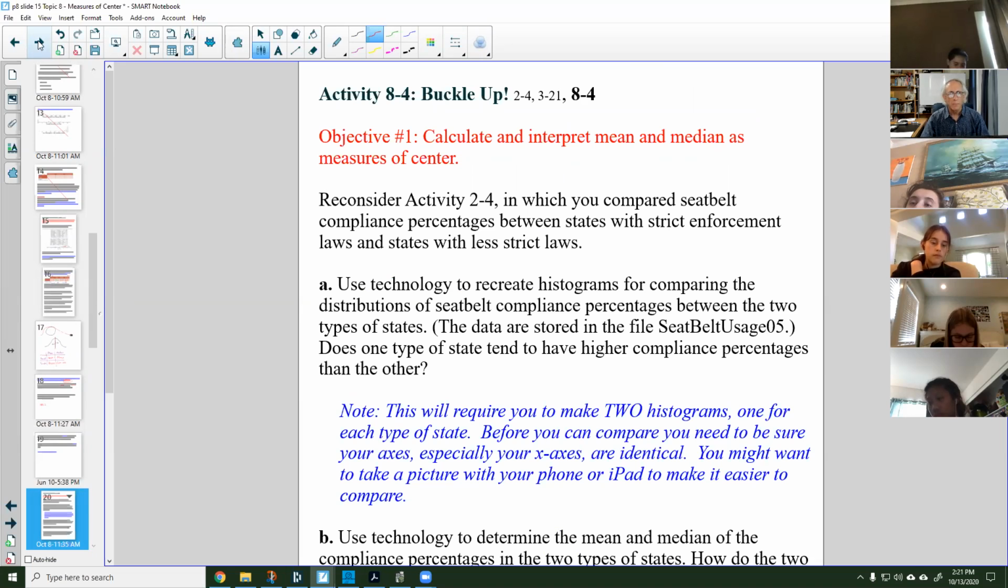Okay. All right. So what I'm going to do right now for a second is I'm going to stop the recording. Because I thought that was a pretty good explanation of how to use your calculator to calculate statistics. So I'm just going to stop that right now.